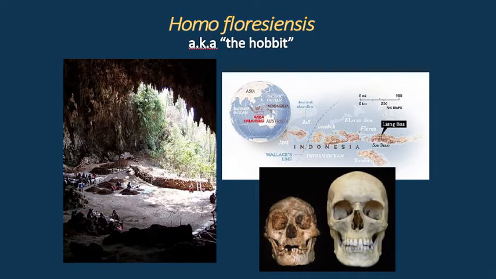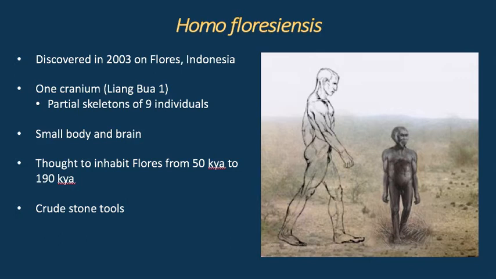Homo floresiensis is, you may have heard of before, sometimes referred to as the hobbit species. Homo floresiensis was found on the island of Flores in Indonesia almost 20 years ago now. These were called the Hobbit people because they have very small bodies and small brains. They were found in a cave. There's one cranium and partial skeletons of 9 individuals. The dates for these individuals range from between about 50,000 to about 190,000. They also had some pretty crude stone tools.